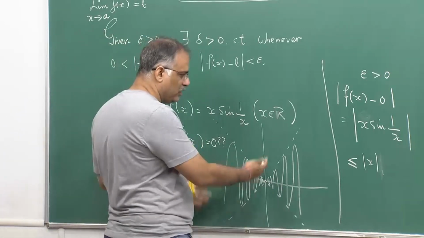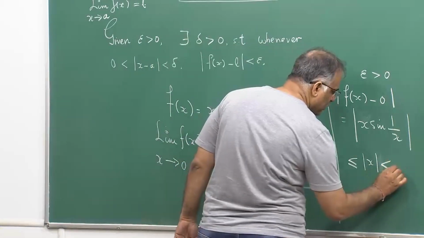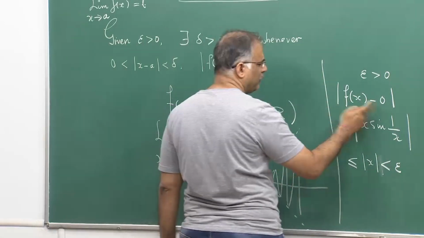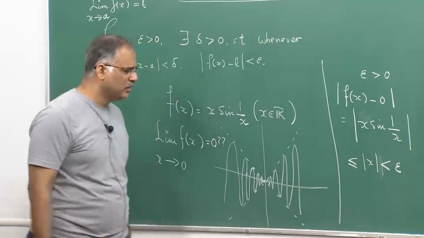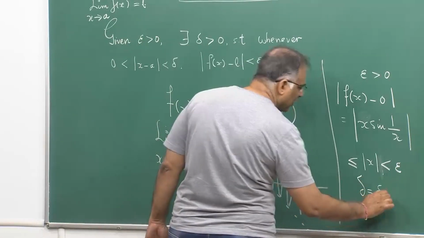You see the function looks complicated, but your epsilon delta is very simple. So, if I choose my delta to be less than epsilon, then I get f to be less than epsilon. So, in this case my choice of delta is epsilon.